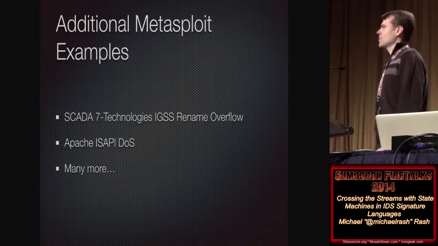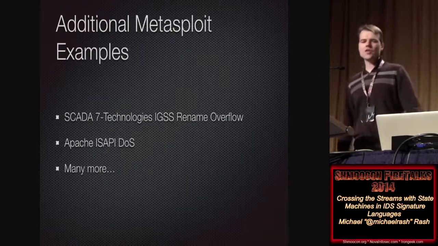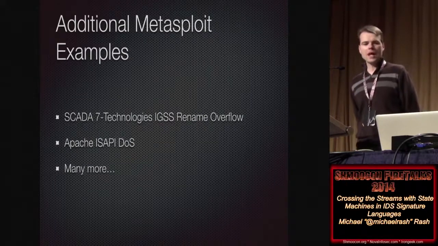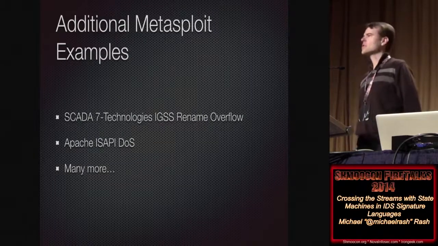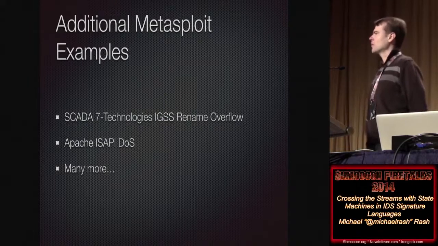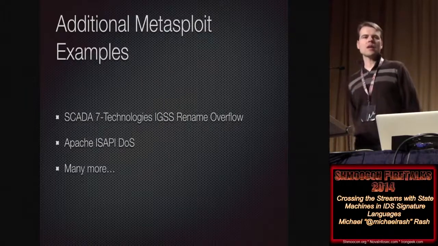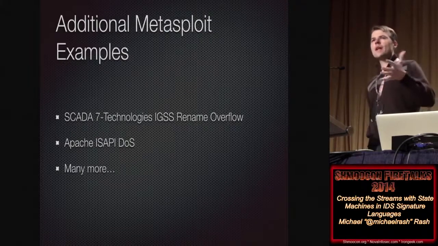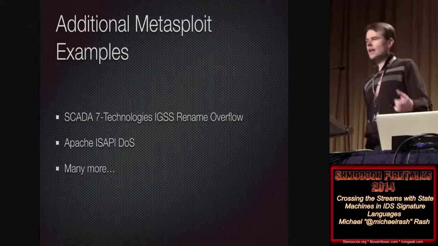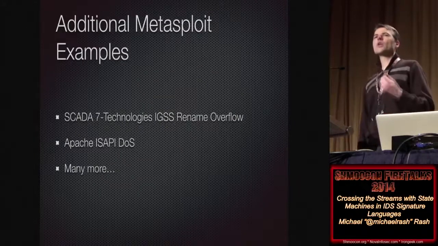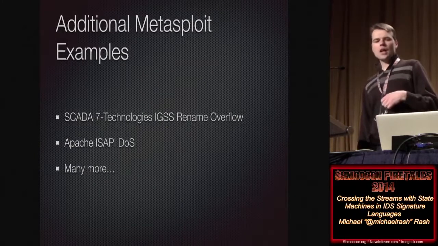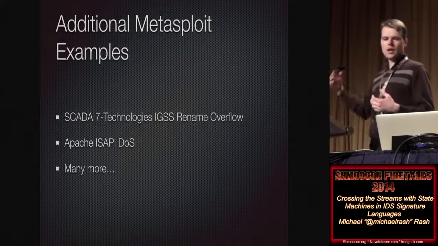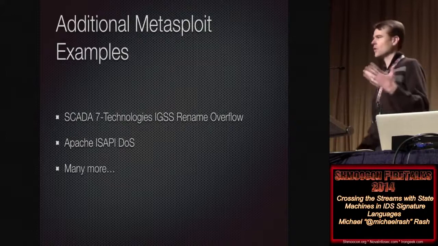There are other examples as well. The SCADA technology IDS rename overflows is one that you might be interested in. And this Apache ISAPI DoS exposes a use-after-free precondition in the mod_isapi module that, again, requires two independent conversations. For that last one, an aborted call creates this use-after-free precondition, which is then exploited in a subsequent connection. There are certainly more like this.